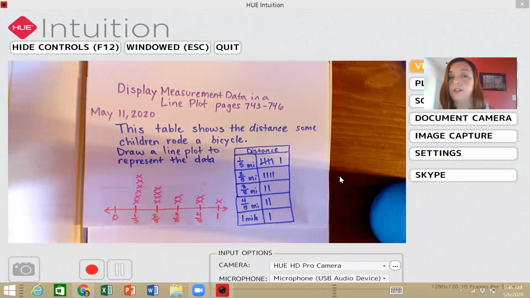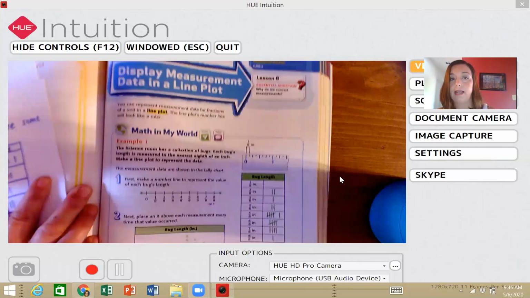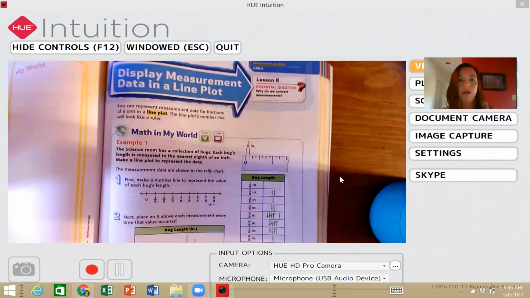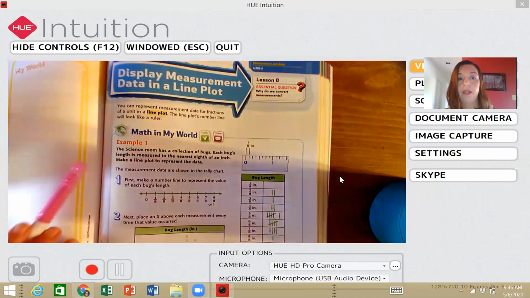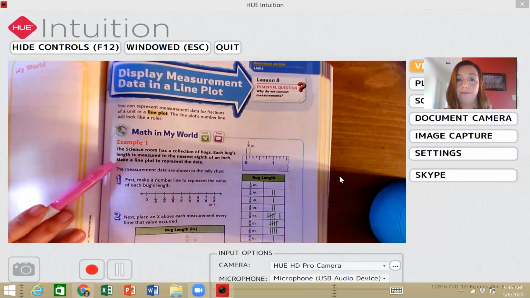So now I'm going to take us to our math book. I have display measurement data in a line plot here. So it says you can represent measurement data for fractions of a unit in a line plot. The line plot's number line will look like a ruler. So here's example 1. The science room has a collection of bugs. Each bug's length is measured to the nearest 1/8 of an inch. Make a line plot to represent the data.